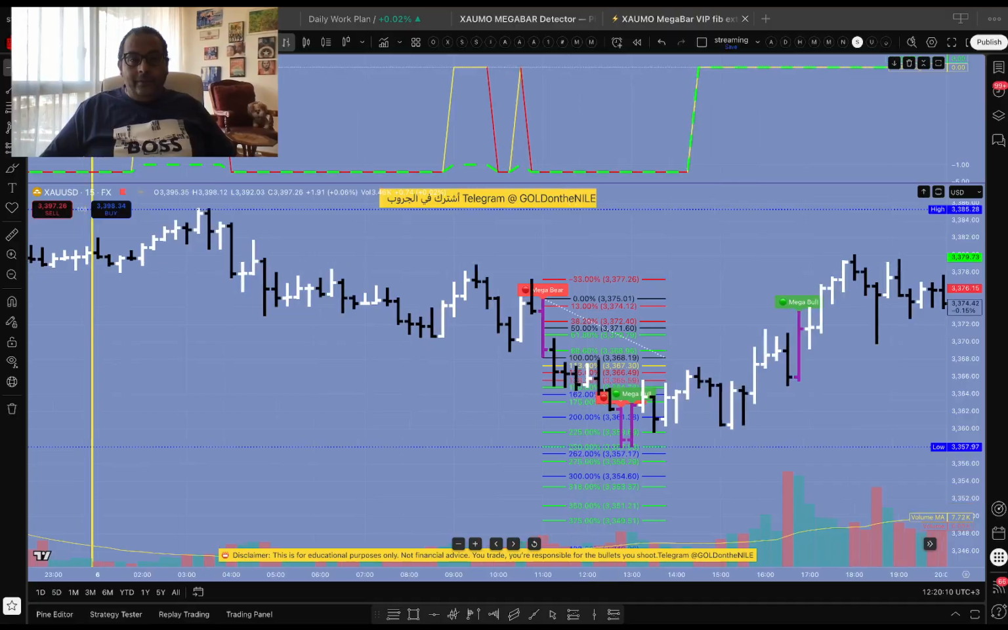So again, my friends, what's the deal here? I'm showing you the setup for the XAUMO strategy, GOLDontheNILE strategy. You're going to be using two indicators, MegaBar Detector indicator and XAUMOvision. You're going to find them on TradingView. You now also have the Fibonacci level.